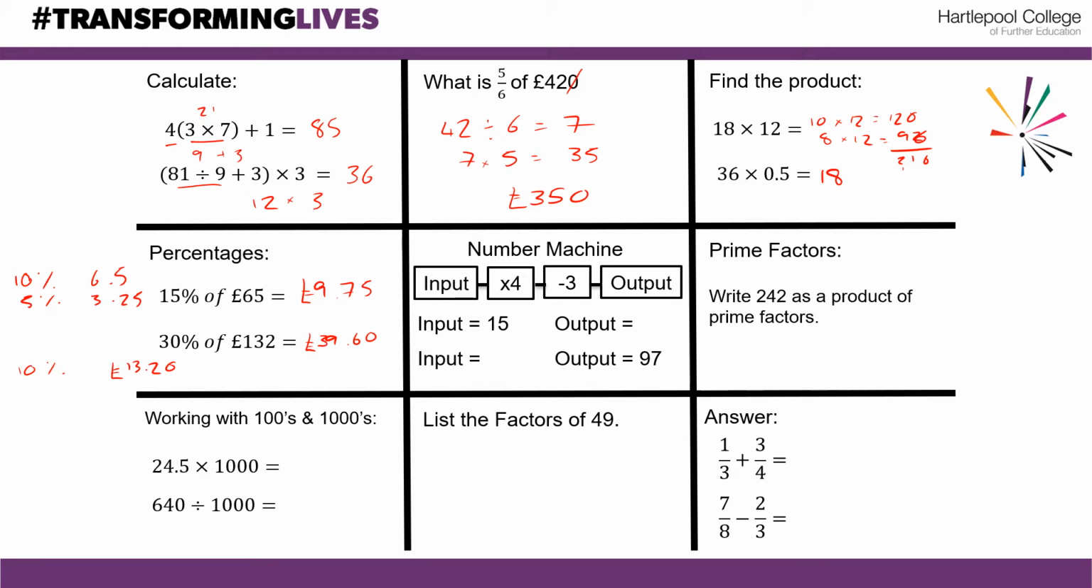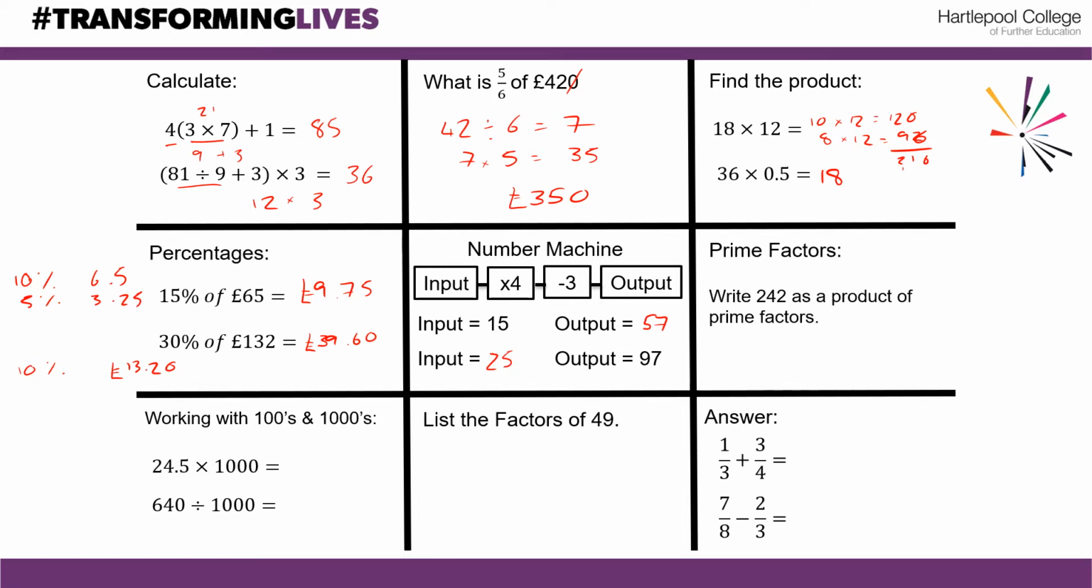And then the number machine. So start with the 15 and then follow the process. 15 times 4 is 60. Take away 3 is 57. And then start with the 97, we'll do the opposite every time. So the take away 3 is going to become a plus 3, times 4 is going to be a divide by 4. So 97, add the 3 is 100, divide by 4 is 25.